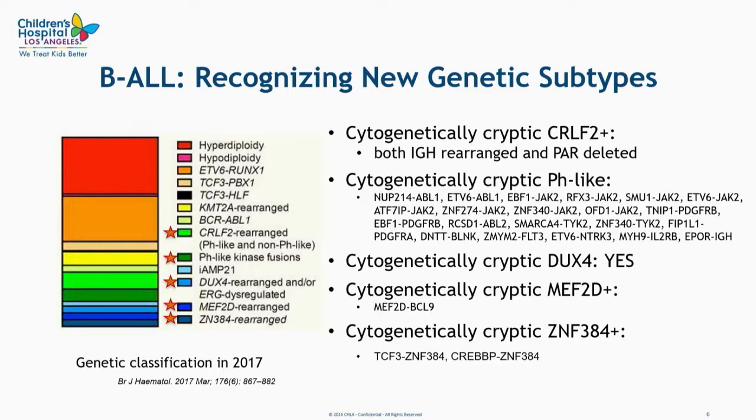cryptic by conventional cytogenetics. So as you can see, there is a large number of those that we are not capturing by chromosome analysis, and we definitely should be thinking beyond just doing karyotype.